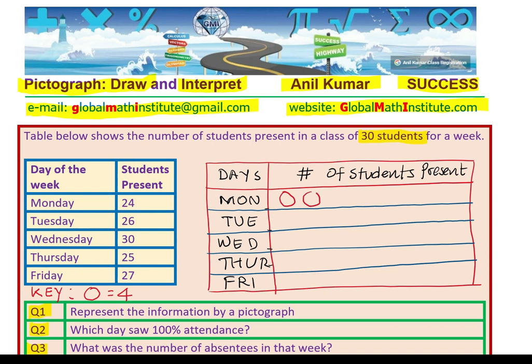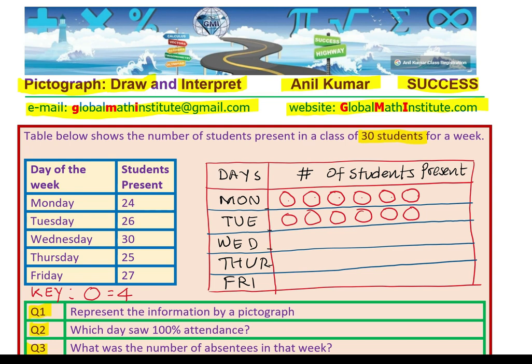8, 12, 16, 20, 24. Make sense? So we got 1, 2, 3, 4, 5, 6. 6 times 4 is 24. Perfect. We represented them all, 24 on Monday. Now 26 Tuesday. So let's go for these 6, right? Because 2 more than Monday, right?